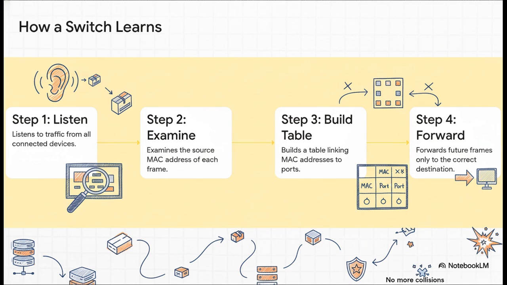It listens, it looks at the source, it builds its table, and then it forwards things intelligently. And here's the game changer. Because of this, every single port on a switch becomes its own private collision domain. The collisions are gone. Our office network is now incredibly fast and efficient.